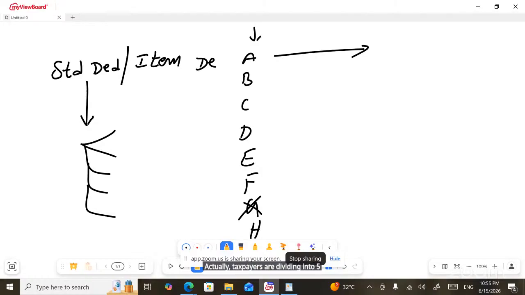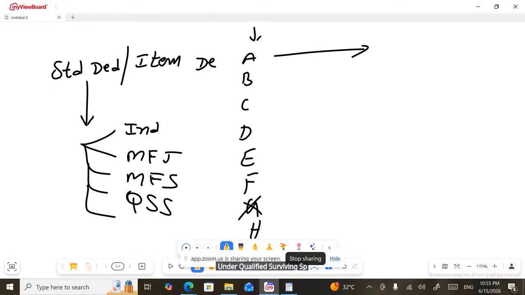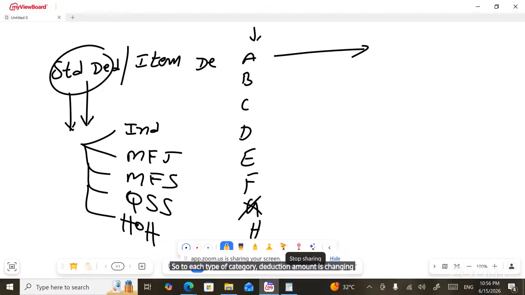Actually, taxpayers are divided into 5 types, as I already told you. One is individual. Second is married filing jointly, married filing separately, qualified surviving spouse, and head of household. So for each category, the deduction amount is different. Let me give one example: $15,750 is exempted in the case of individual taxpayers.